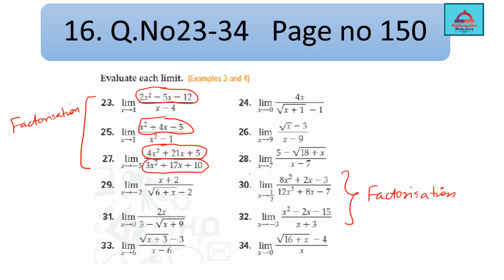Even for these two questions, we are going to do the method of factorization for finding the limits. Now let's come to the radical functions where you see this radical symbol. So if you have radical symbol in the denominator like this, like this, like this, all of these questions are going to be solved using the method of rationalization.